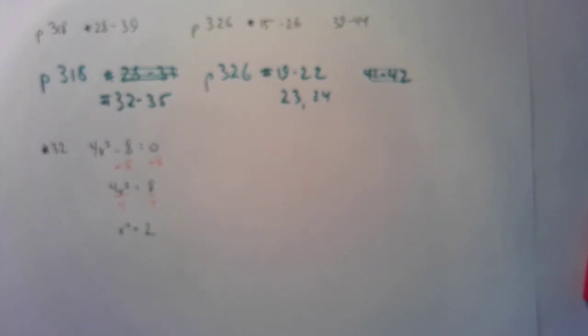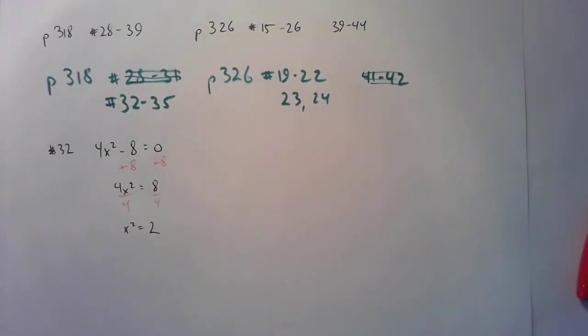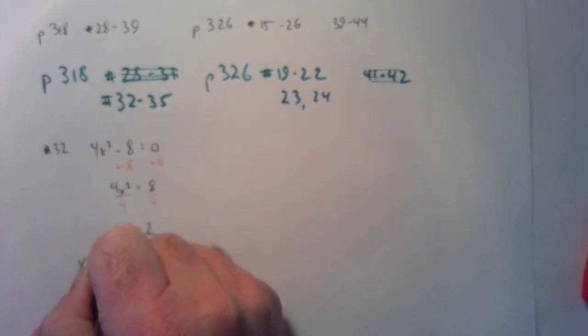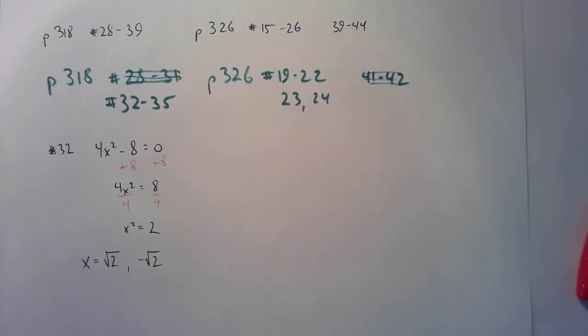So x squared equals 2 doesn't have any rational solutions. However, at least they're real. The roots to this would be x equals the square root of 2 and also negative square root of 2. So those are the solutions there.